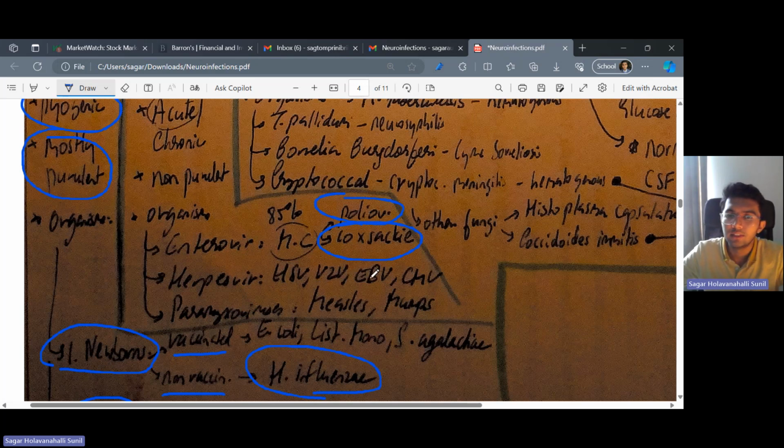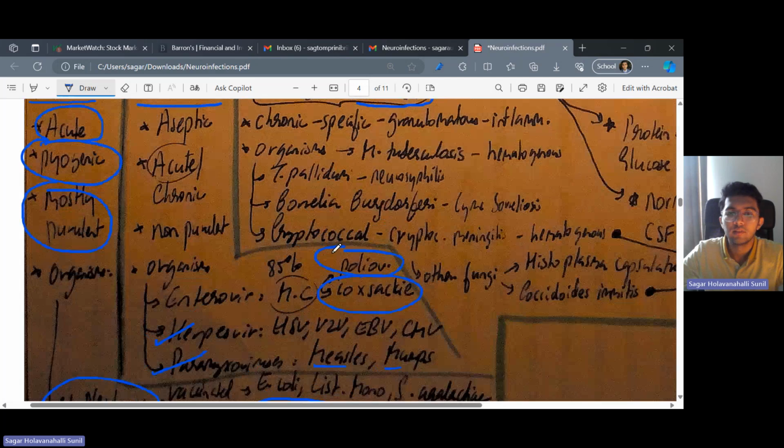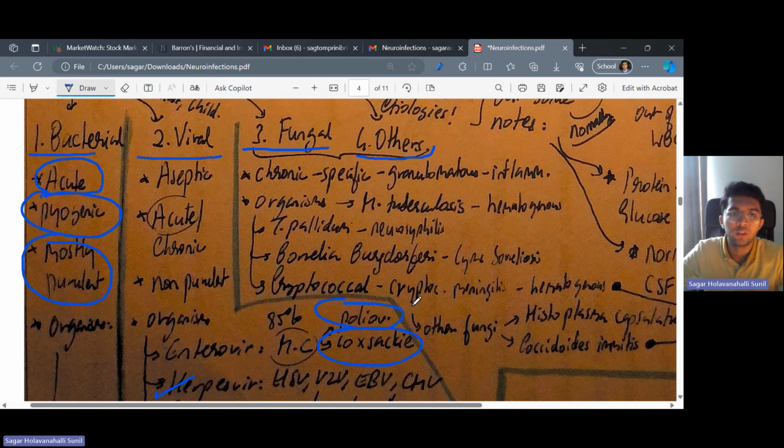Okay, so HSV, VZV, EBV, CMV, you know it. Herpes virus, very easy to say. Paramyxovirus, measles and mumps, M and M. That's how I remember this. So herpes virus, easy to remember. Paramyxovirus, easy to remember because it's M and M. Enteroviruses, remember this, it's a bit difficult. I personally found it difficult for some reason. I don't know why, don't ask me. But poliovirus and Coxsackie virus, it's very important to know.